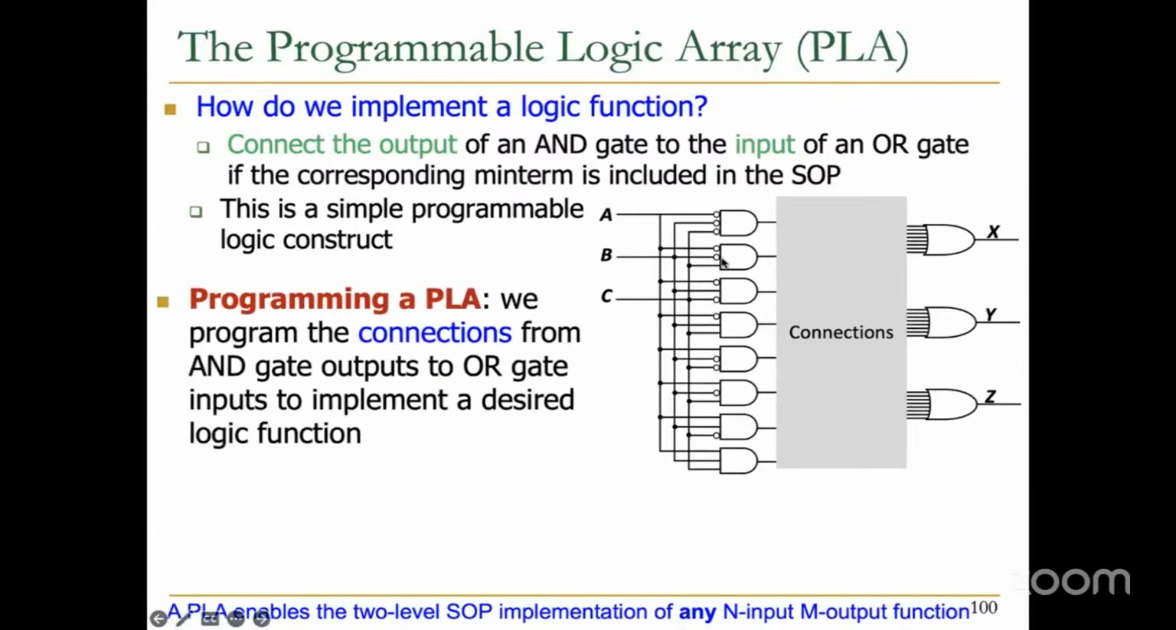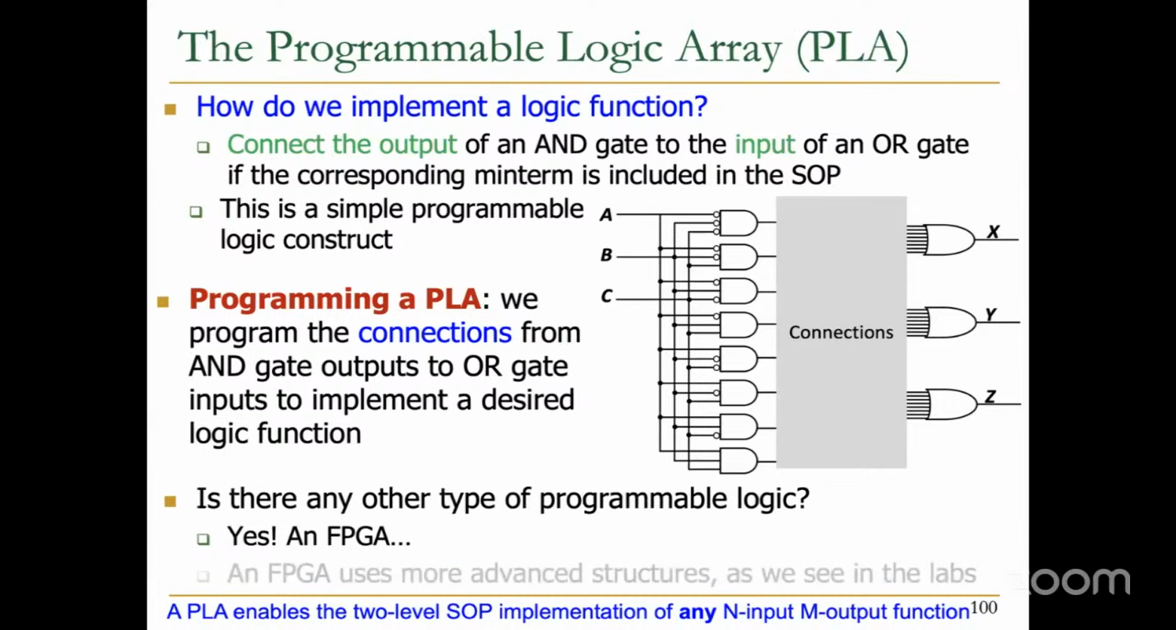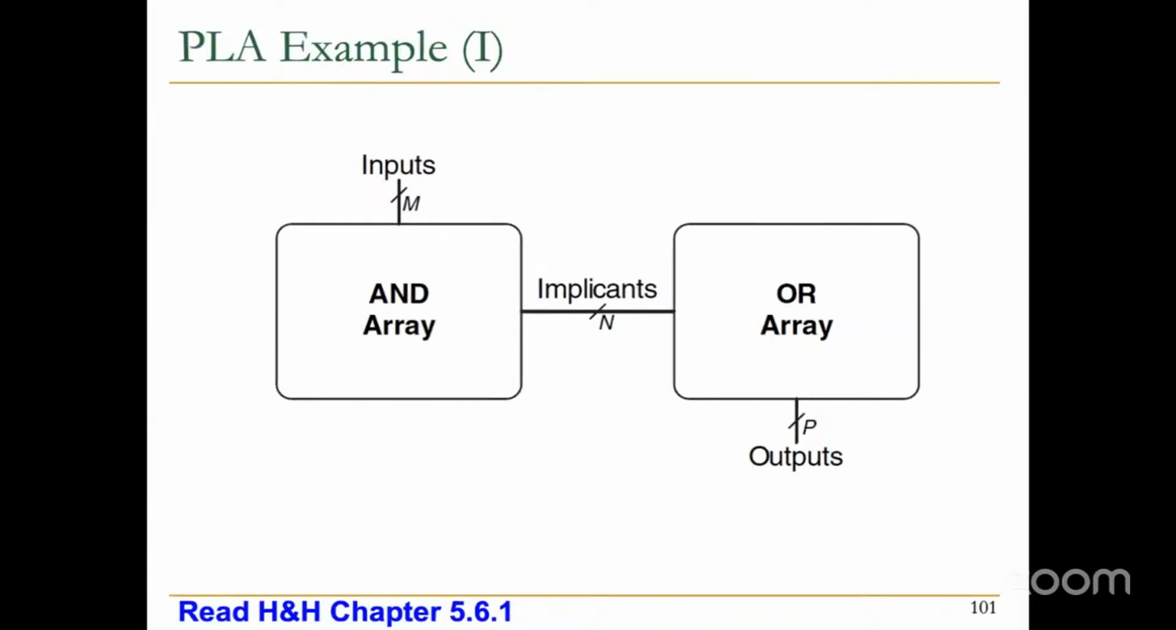Essentially, these connections are programmable. You can imagine how to do this using muxes as multiplexers, but again, we're not going to look at the circuitry right now. You can program the connections from AND gate outputs to OR gate inputs to implement the desired logic function. There's another type of programmable logic, which is FPGAs, which we're not going to talk about, but they use lookup tables also. Okay, so a PLA looks like this basically.